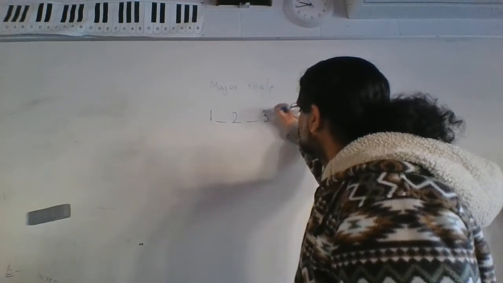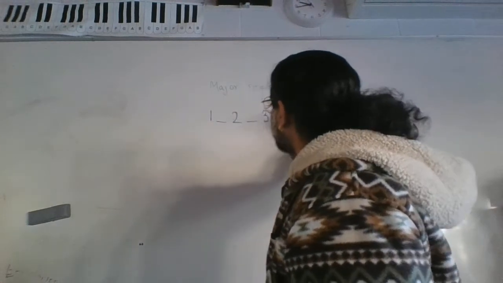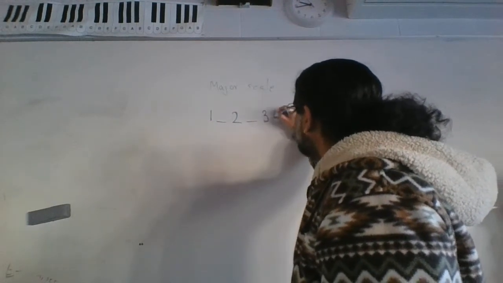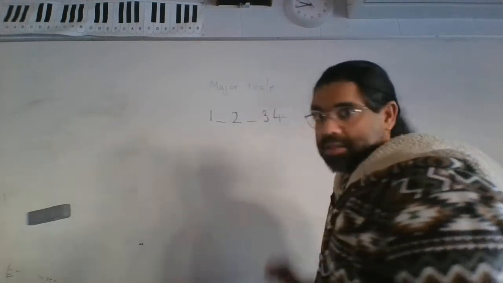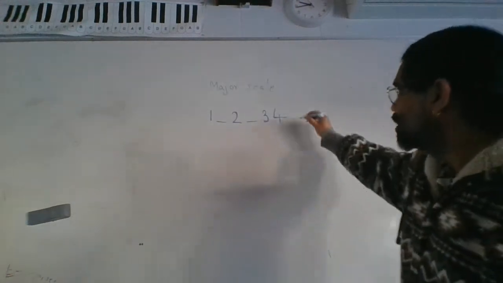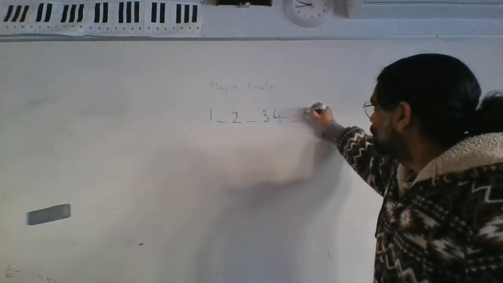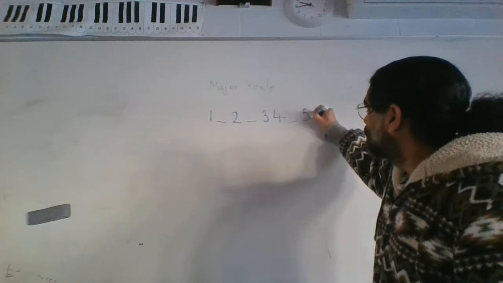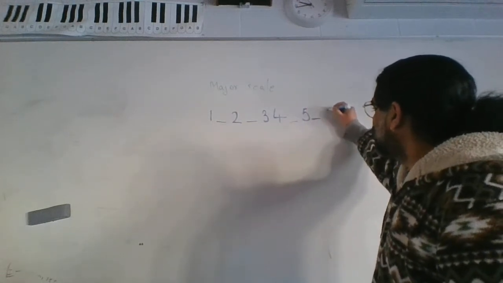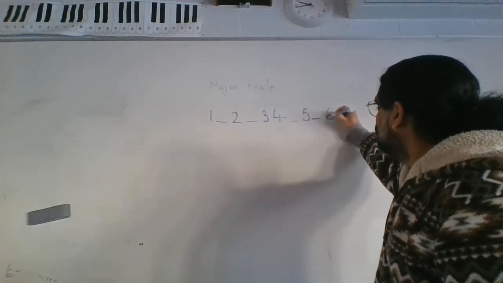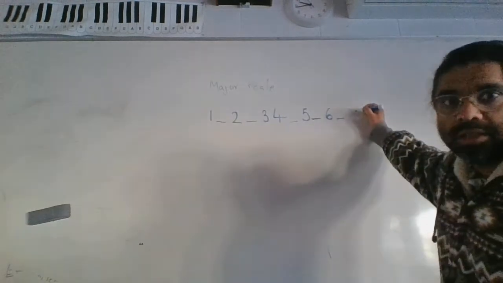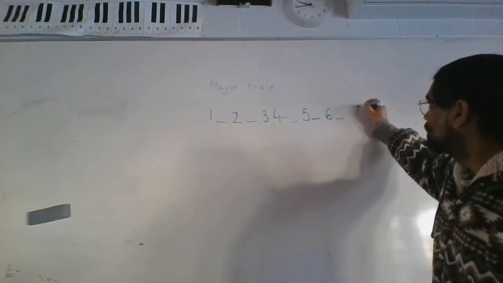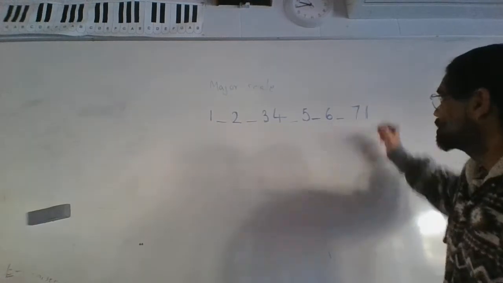but 3 and 4 are next to each other. See that? Semitone after 4, 5, semitone after 5, 6, semitone after 6, 7 and 1. 7 and 1 are next to each other.